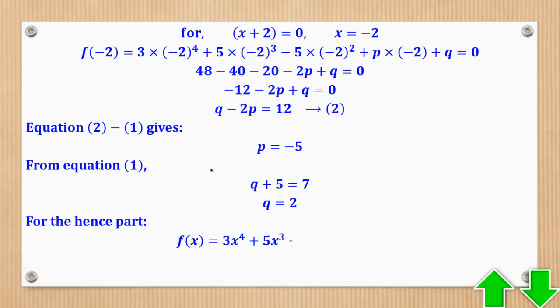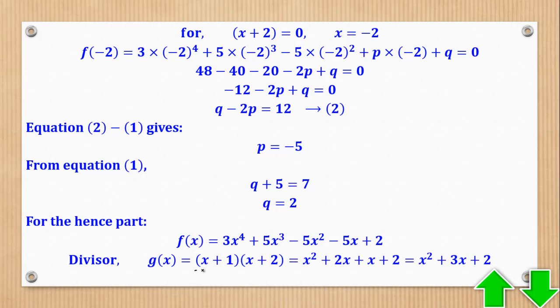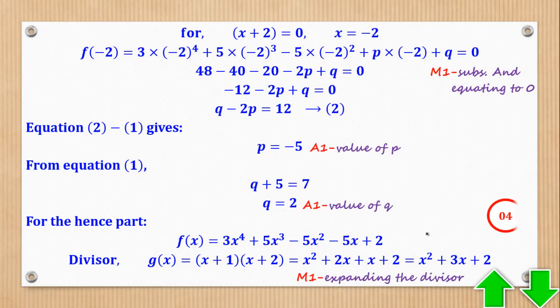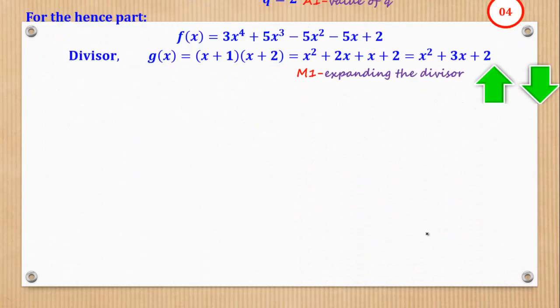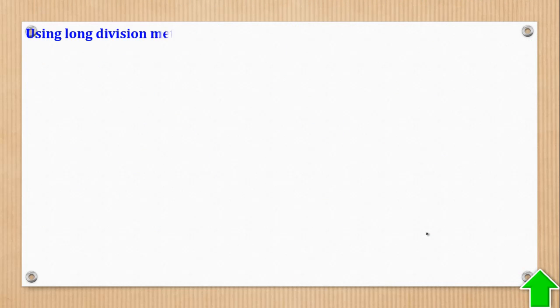So for the hence part, we can now rewrite the function with no unknown. They want us to get the other factors, meaning I need a divisor. The divisor will be this, expand to get this. Then I can use either long division or synthetic approach. But before that, let's see the marks for this slide. So we shall look at both approaches. Let's start with long division.